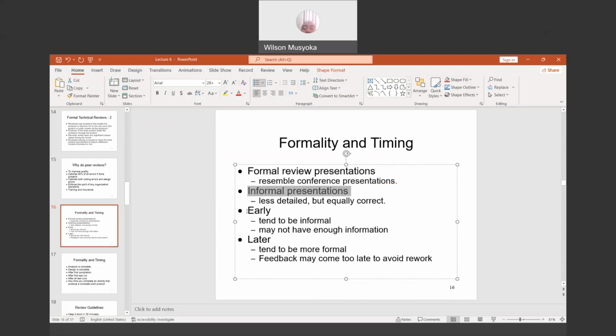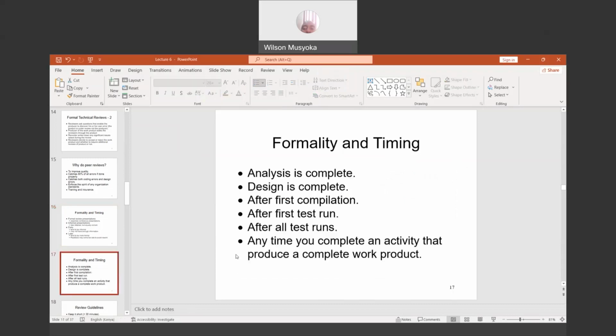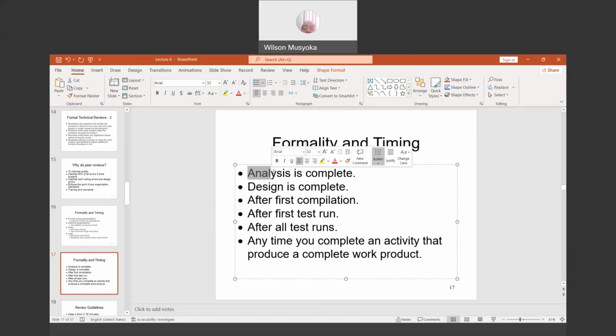And they tend to be formal, so keeping time is very important. Later, you can also have informal discussions whereby you give feedback on areas that were not touched on during the formal meetings. Then, how do we ensure that formality is adhered to? Analysis should be complete. Remember, now we are looking at those stages of development.